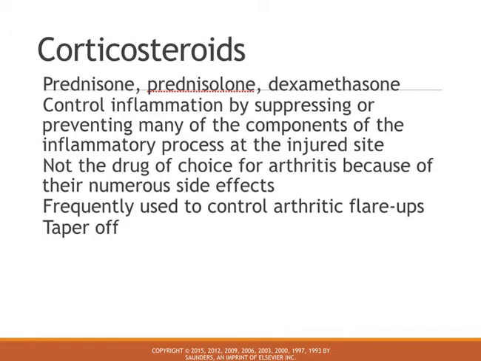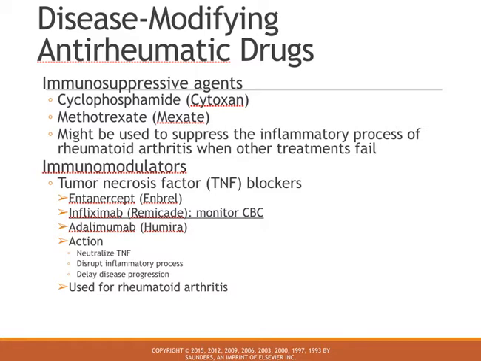And let's talk specifically about anti-rheumatic drugs. So Cytoxan, methotrexate, these are some common ones. They basically suppress the immune system. That's why they're immunosuppressant agents. And because we suppress the immune system, it also in turn suppresses the inflammatory process. These can be used to manage rheumatoid arthritis when other treatments fail.